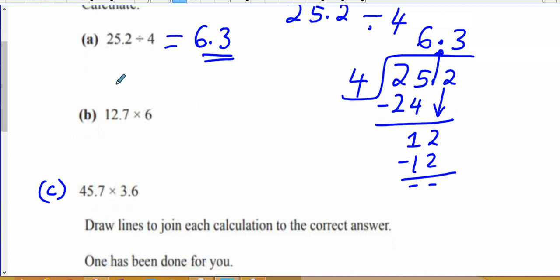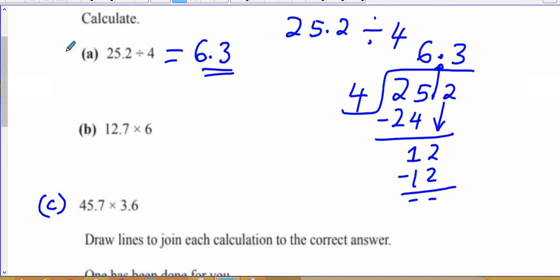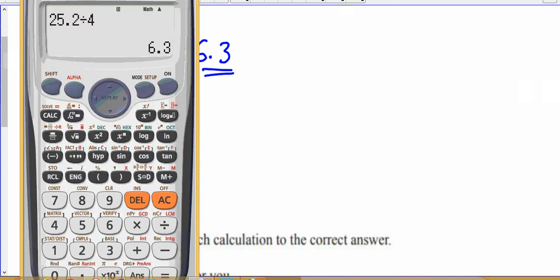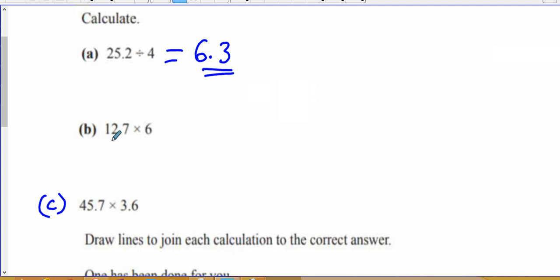Good, yeah? Correct. How about 12.7 times 6? Okay? You can pause the video and try that. Now, let me erase all this. See that? Now, let us use a calculator. What is 12.7 times 6? 12.7 multiplied by 6. You are getting a decimal, 76.2.